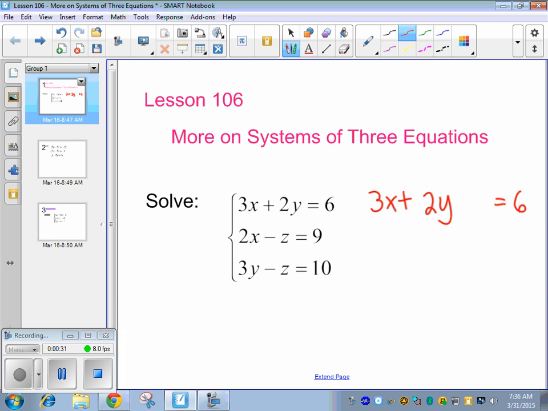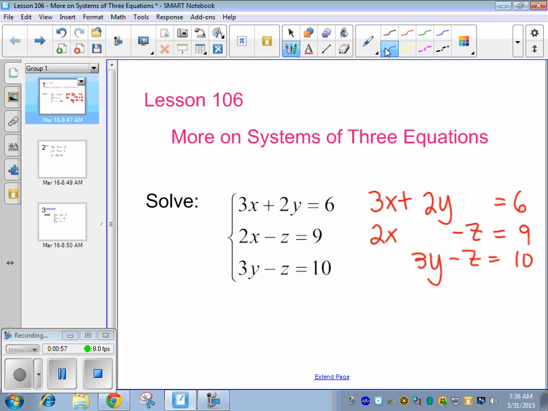Okay. And on the next one, we're missing the y variable, so where are we going to leave the space? In the middle. So I have 2x, we're going to leave a space, minus z equals 9. And this last one, we're going to leave a space in the front because it's missing the x. So we have 3y minus z equals 10.